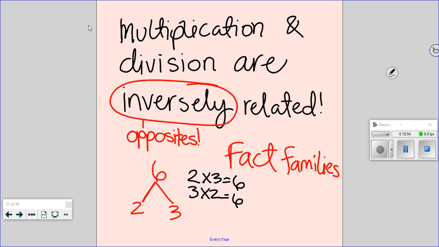I can also do division. 6 divided by 2 equals 3. Or 6 divided by 3 equals 2. All of that fact family knowledge that we have done with addition and subtraction, you can do the exact same thing with multiplication and division.